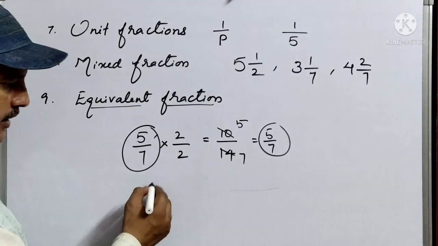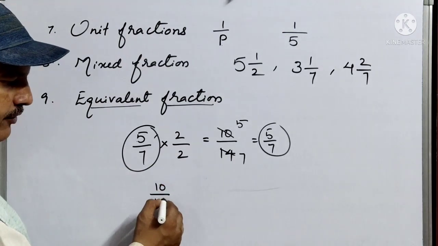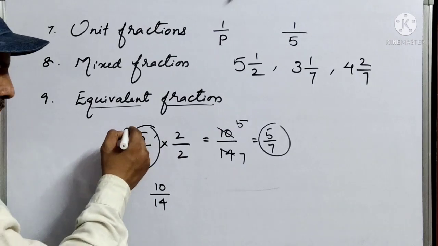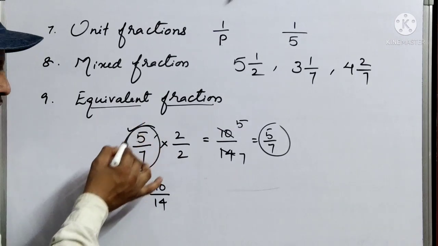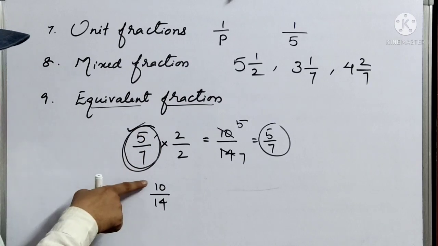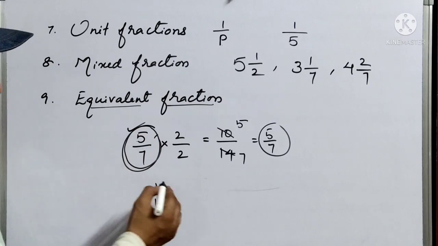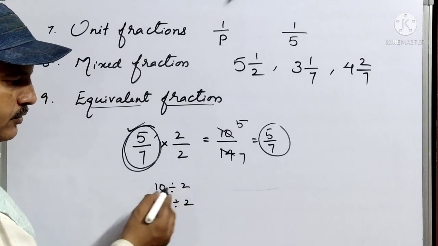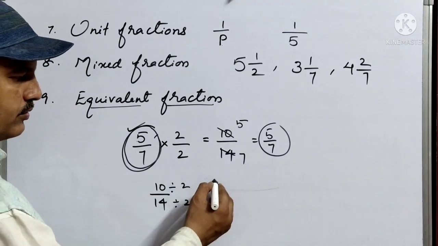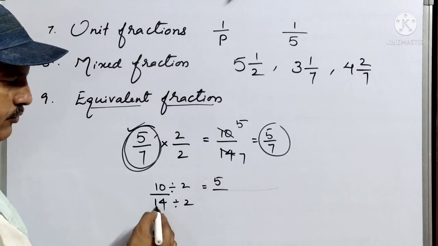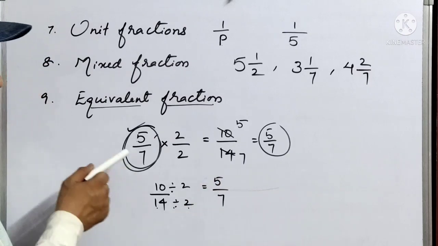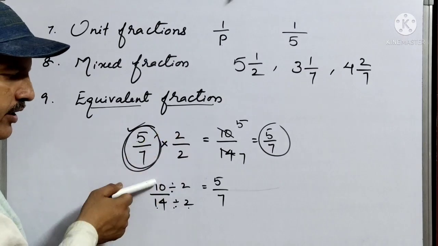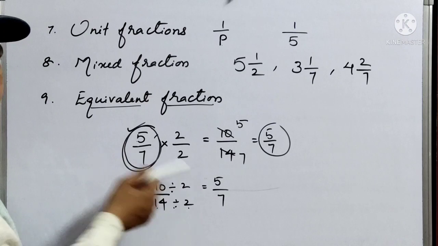Okay. Similarly, I gave you 10 by 14. Our question is 5 by 7, but I am asking you 10 by 14. You can do division also, like this: 10 divided by 2, 5; 14 divided by 2, 7. That means when you multiply by the same number, you get the same fraction.